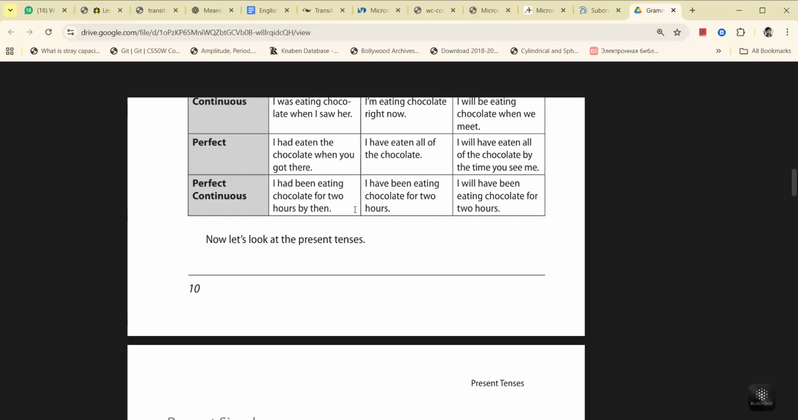Perfect continuous. I had been eating chocolate for 2 hours. Present: I have been eating chocolate for 2 hours. Future: I will have been eating chocolate for 2 hours. You see here, in perfect we use had, have, and will have. Okay. But in perfect continuous we use had been, have been, plus ing. Okay.